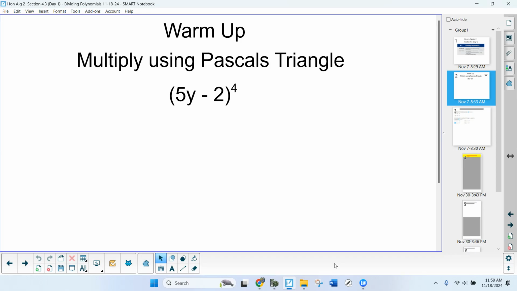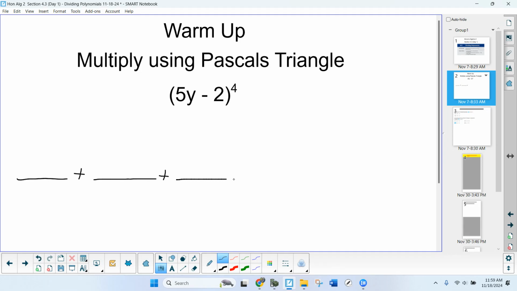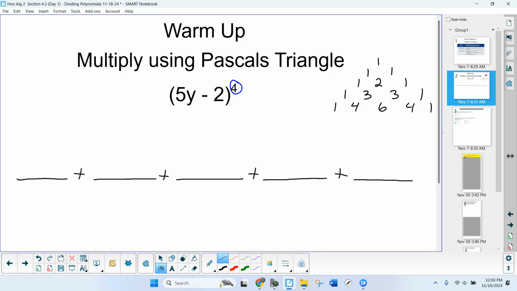Okay, so I had Karina. So Karina says multiply using Pascal's triangle. So since it's raised to the 4th power, how many terms am I going to have? 5. So 1, 2, 3, 4, 5. And now you need to go to the 4th row, keeping in mind that the first row is actually row 0. And then 1, and then 1. And remember, you want to go to the row that has 4 in it. So now this would be 1, 4, 6, 4, 1. Okay, and those are the coefficients.